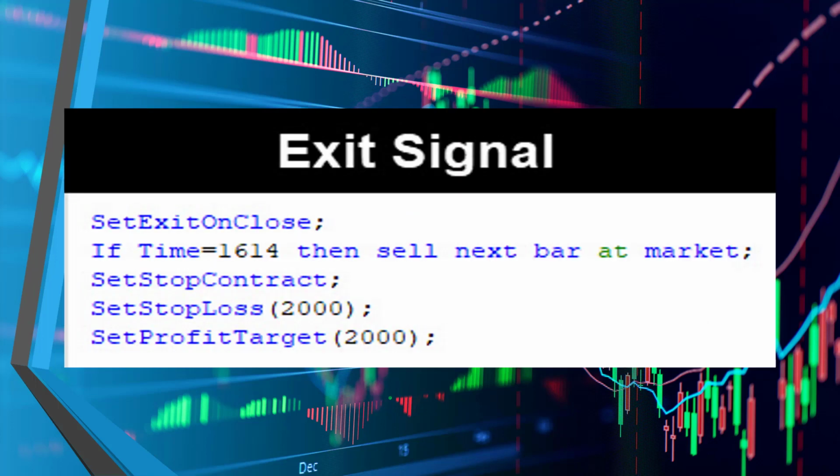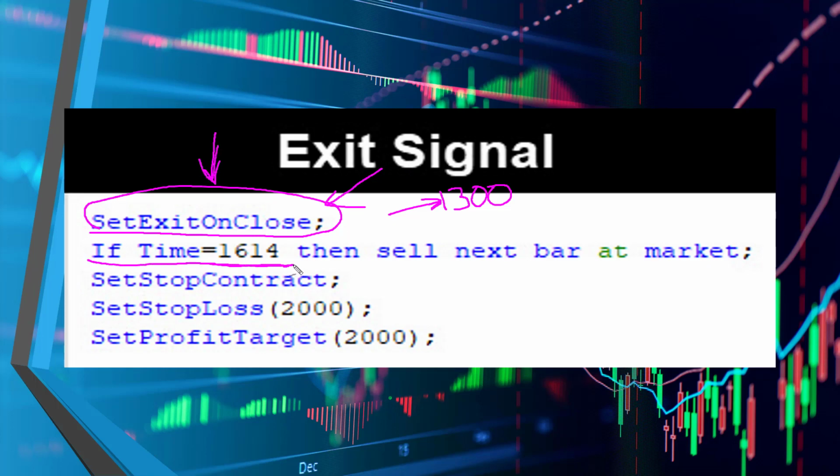For the exit signal, we simply say set exit on close. This could probably be removed because we don't trade on holidays. Oftentimes in the past I've kept that in there because sometimes holidays end at 1300, and I wanted to back test to make sure it closed out the trade at the end of the day if the last bar of the day was not that time. But since we have the don't trade on holiday function, we don't really need that. But I oftentimes put that in there to close out any back tests that weren't considered for those holidays.